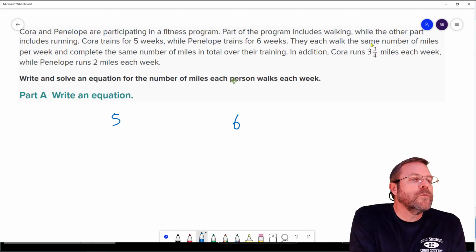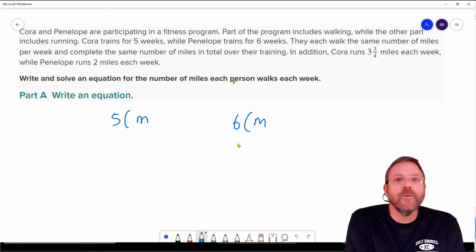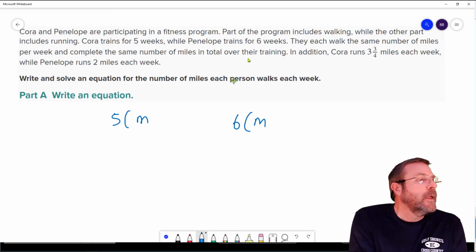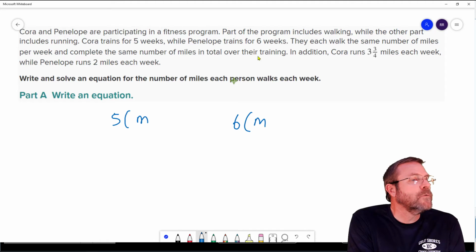They each walk the same number of miles, but we don't know how much they are because it wants to know how many miles did each one walk. So I'm going to say right there that they both walk some number of miles, which is going to be M. And then, let's see here, each week, and the same number of miles total of training, yep.